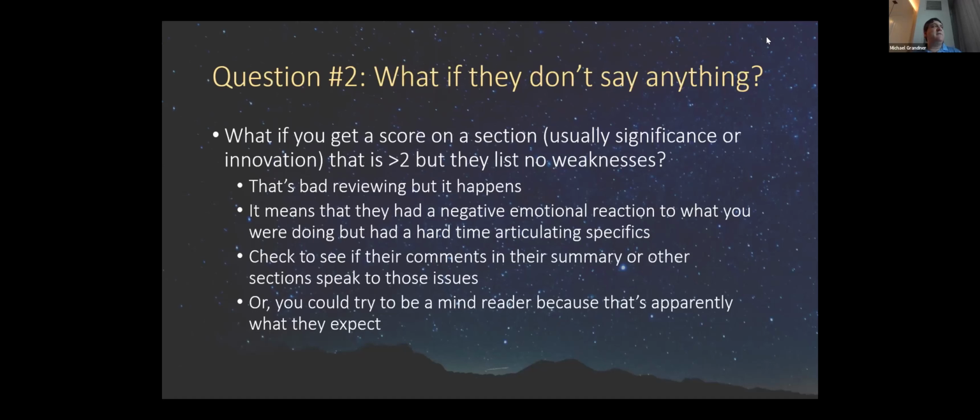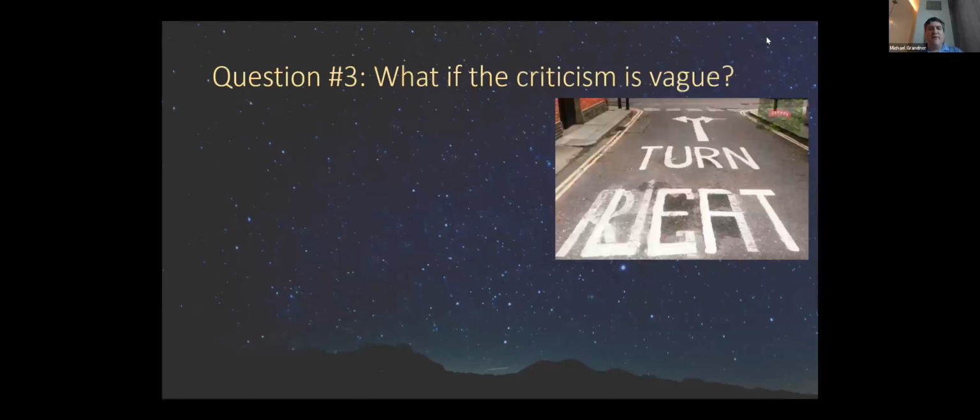Because how do you give someone a problematic score without giving them any reason for it? It's really annoying, but it does happen. So the best you could do is guess sometimes. If you're ever a reviewer, please don't ever do this, especially on K awards. I see this all the time, like significance 3, weaknesses none, innovation 4, weaknesses none. I don't know.